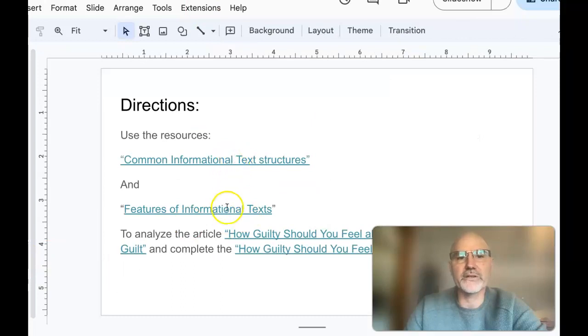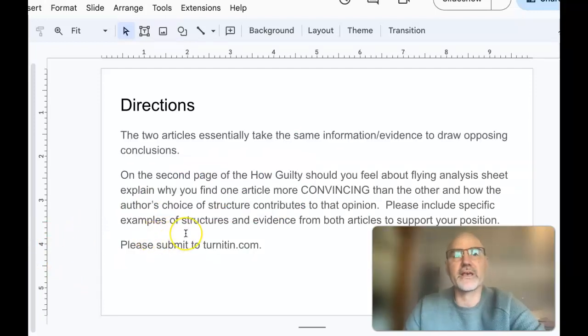Remember your common informational text structures. You had that yesterday. Remember the features of informative text. You had that as well. You're going to analyze the article. Maybe you could do both of them and compare the sides. When you get to the end, you're going to talk about how the two articles essentially take the same information and evidence to draw opposing conclusions.